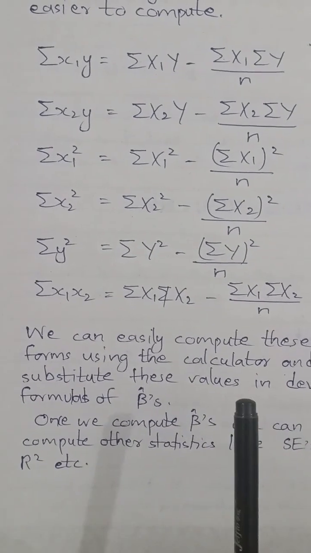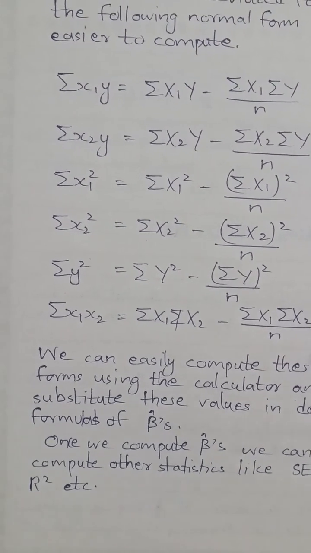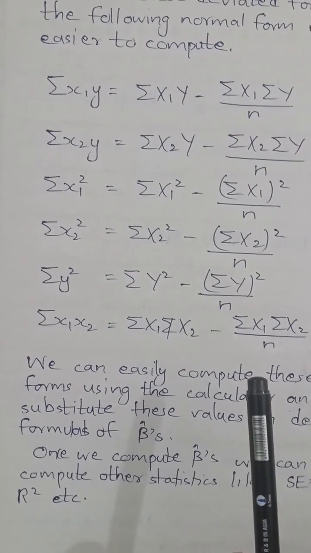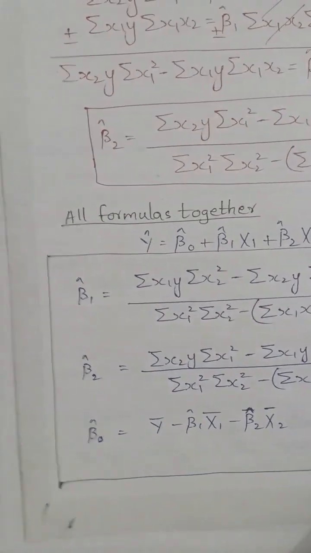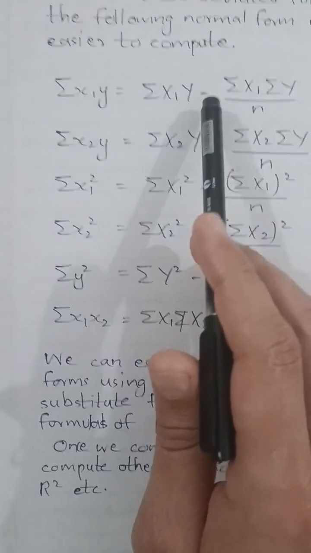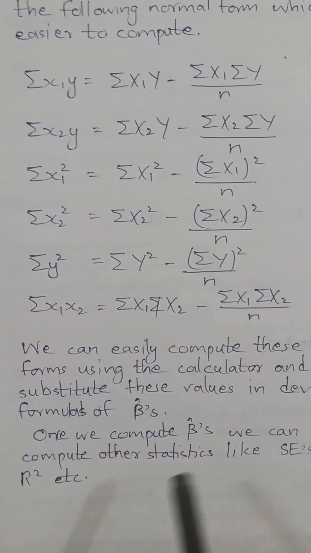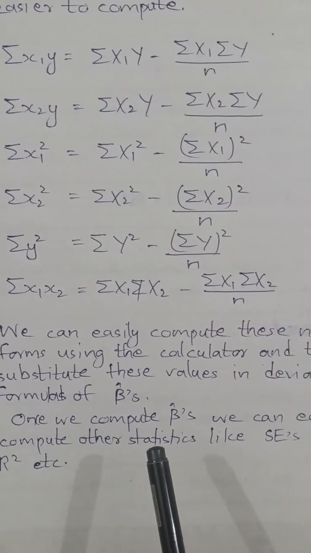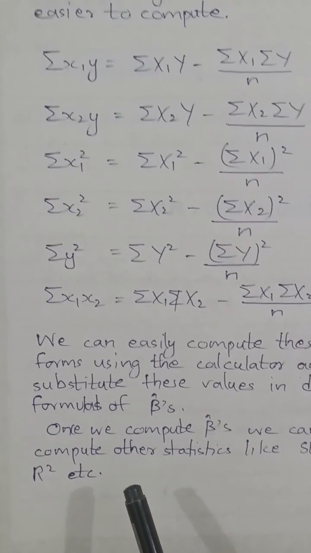In the next video, I will show you how to find numerical values of regression coefficients in the multiple linear regression model using the calculator. I will use this formula, and these terms can be found by solving these terms. So once we find beta 1 hat and beta 2 hat, we can easily find their standard errors and the multiple r square.